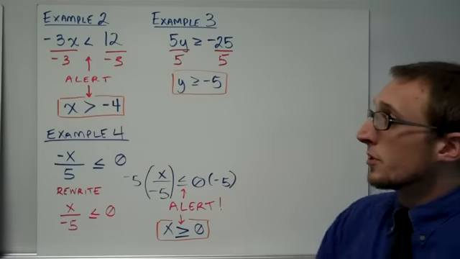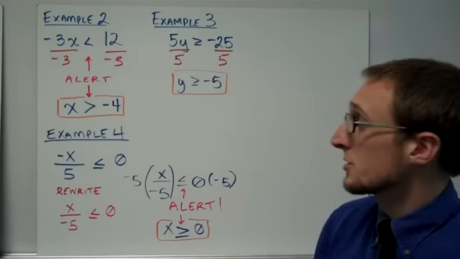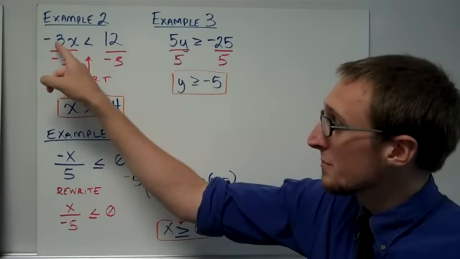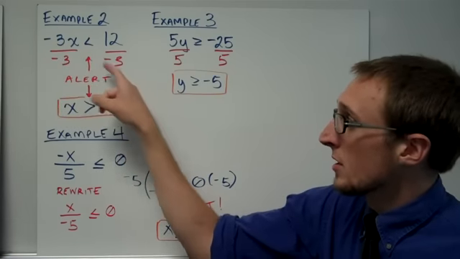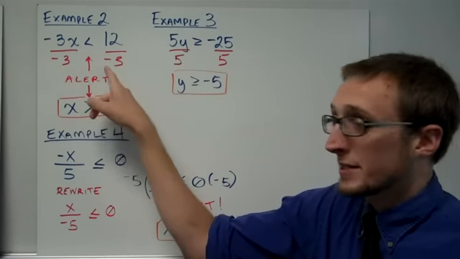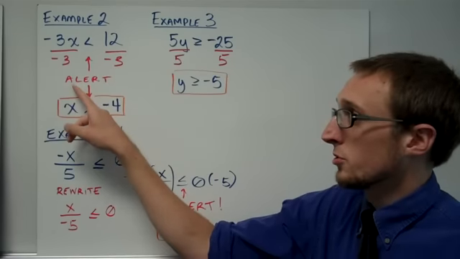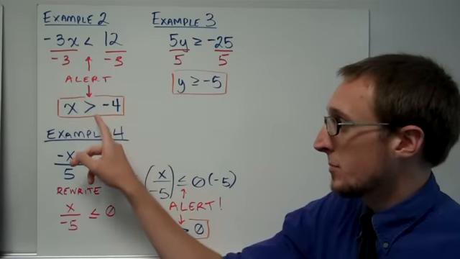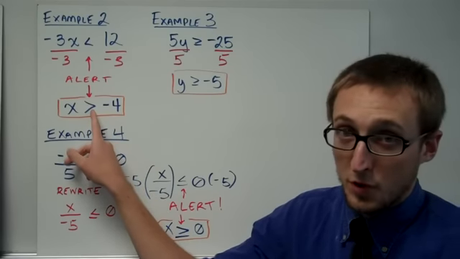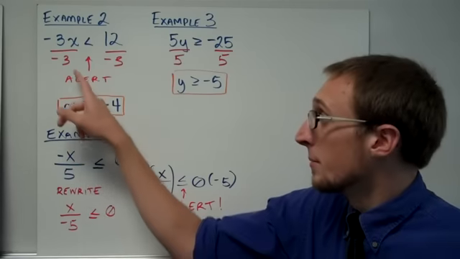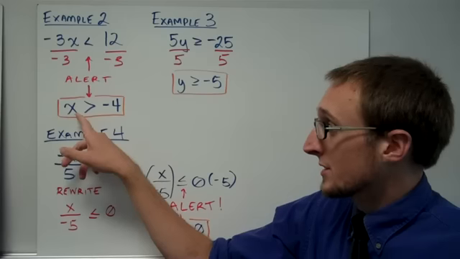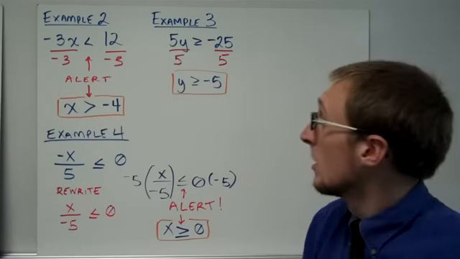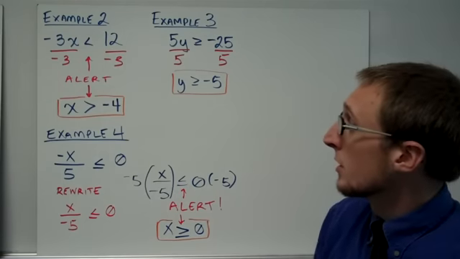In example 2, we have negative 3 times x is less than 12. Notice, in order to solve this inequality, we need to divide both sides by negative 3. Since we're dividing both sides by a negative, you should have a little alert going off in your head right now. That means that this less than sign now becomes a greater than sign. The sign is reversed because we divided both sides by a negative. So x is greater than 12 divided by negative 3, which is negative 4. Let's move on to example 3.